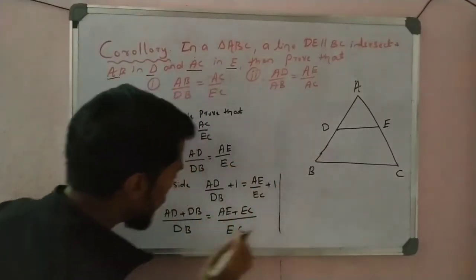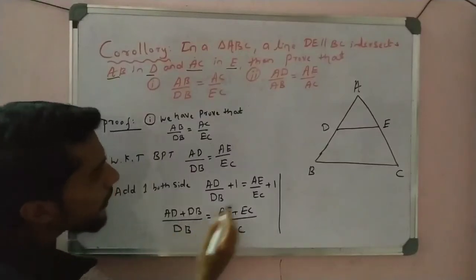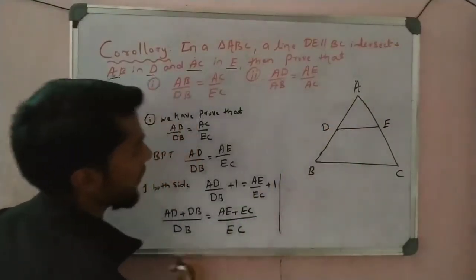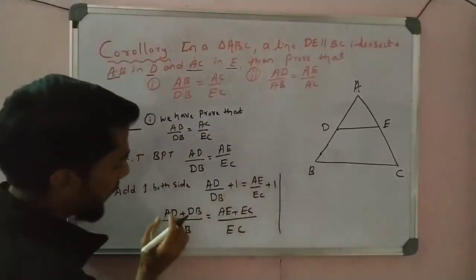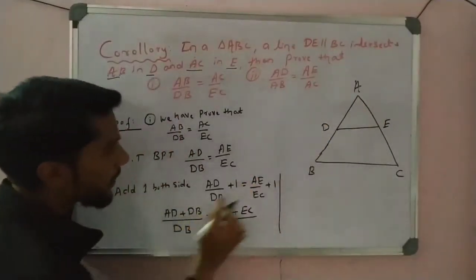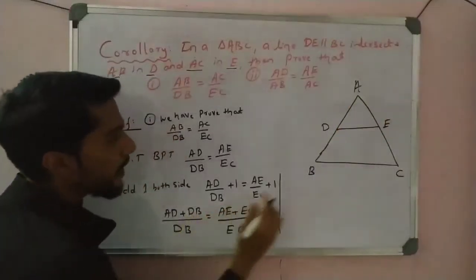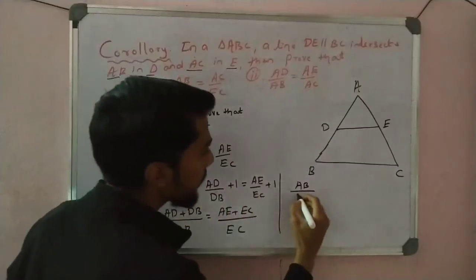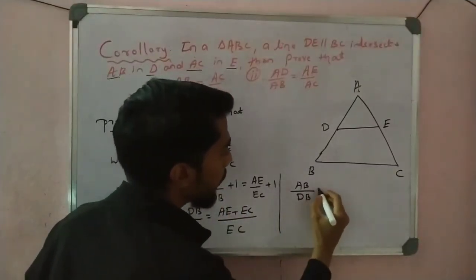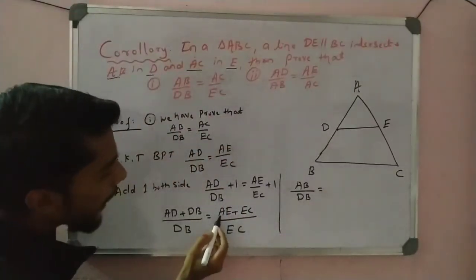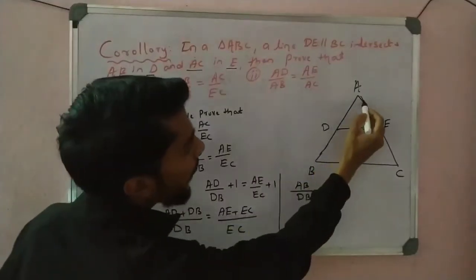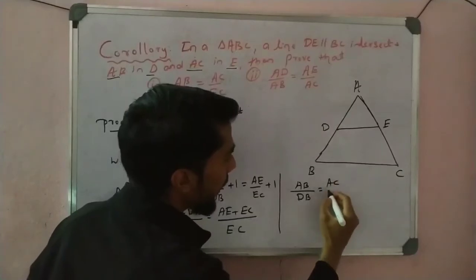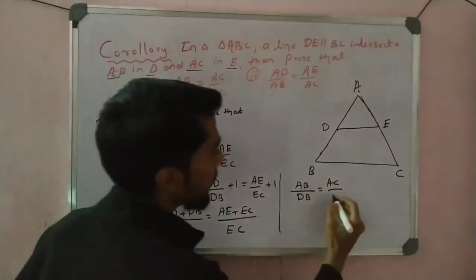Now let us see. Here, AD plus DB, what is it? It is AB. Correct or wrong? Correct. If I add the AD side and the DB side, I get the AB side. DB stays as it is. Now AE plus EC, we get what? That is AC. And the denominator EC stays as it is.